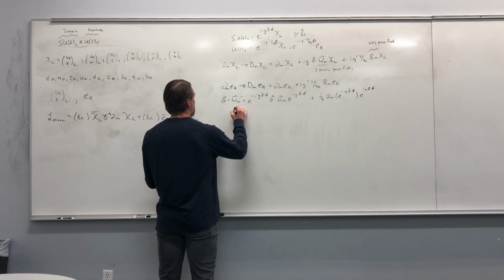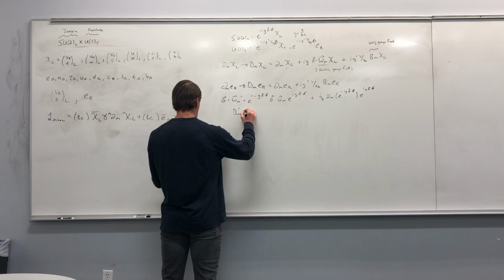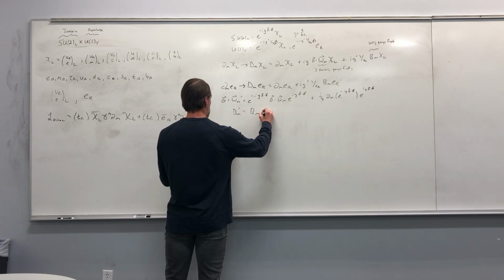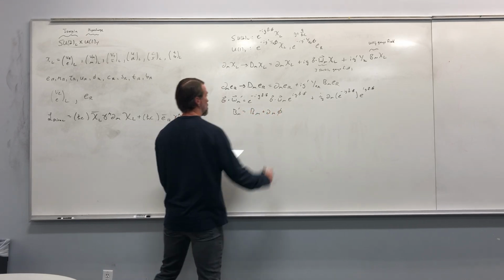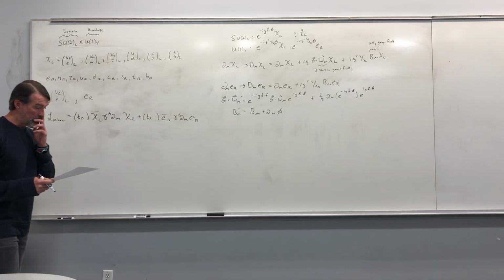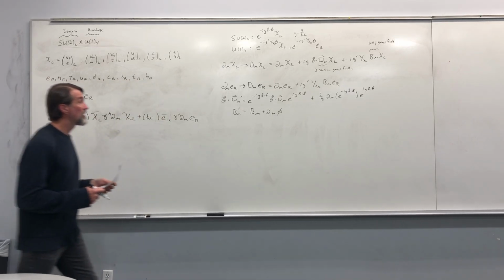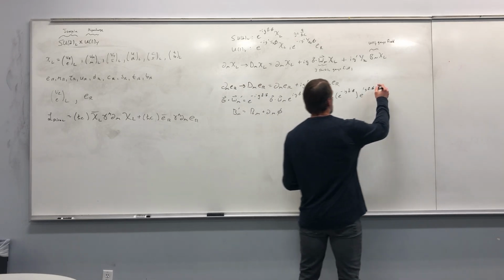And then for the gauge field for the U1, it's that simple result that it's B_mu plus d_mu phi. Okay? So we have here our gauge field transformation rules.